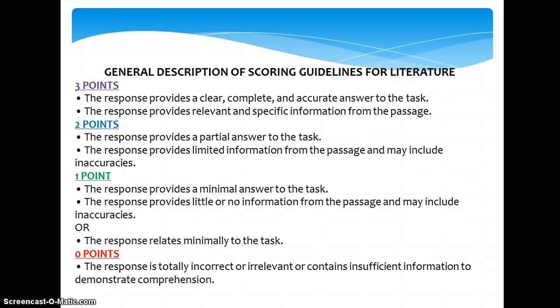The student will score 1 point if the response provides a minimal answer to the task, or the response provides little or no information from the passage and may include inaccuracies, or the response relates minimally to the task. The student will receive 0 points if the response is totally incorrect or irrelevant and contains insufficient information to demonstrate comprehension.